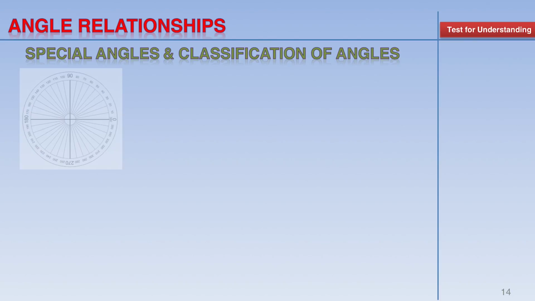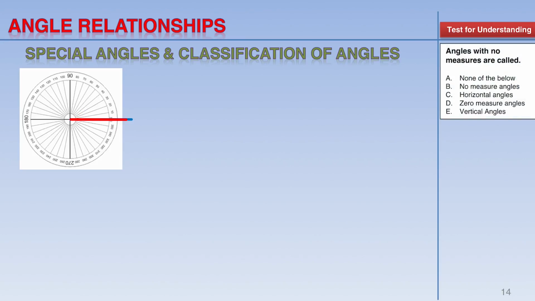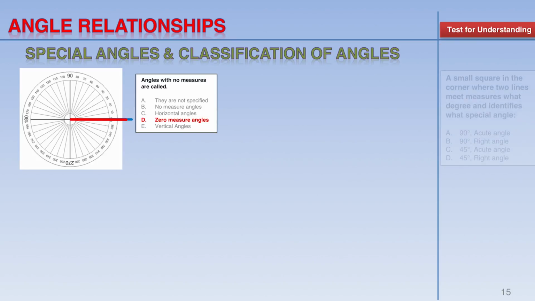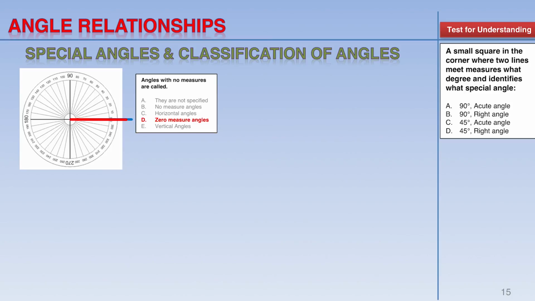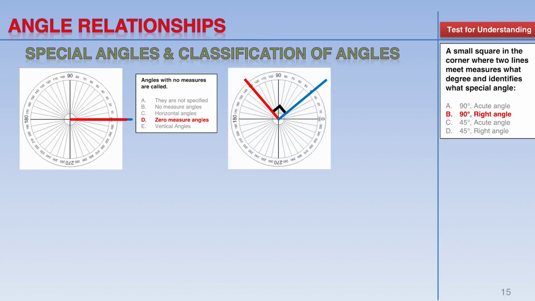Let's do a quick test of understanding. Angles with no measure are called what? A, B, C, D, or E. They are zero measure angles. A small square in the corner where two lines meet measures what degree and identifies what special angle? You can see our angle in our box. Is it A, B, C, or D? Correct answer is B, 90 degrees, a right angle.